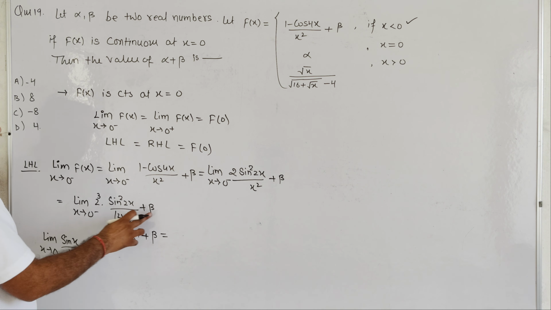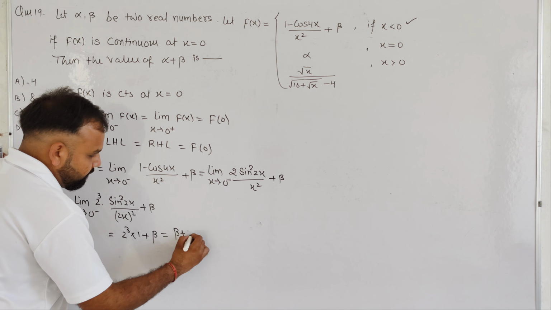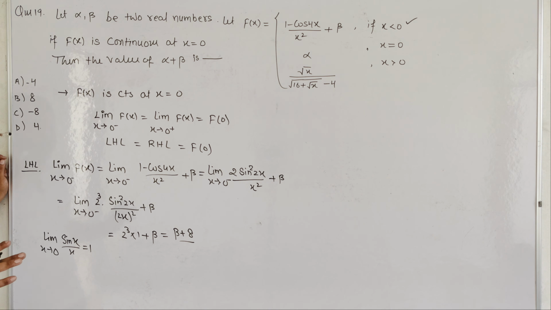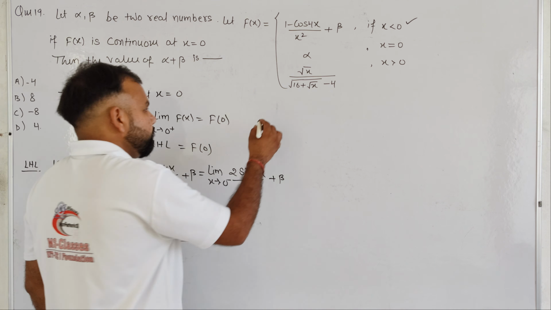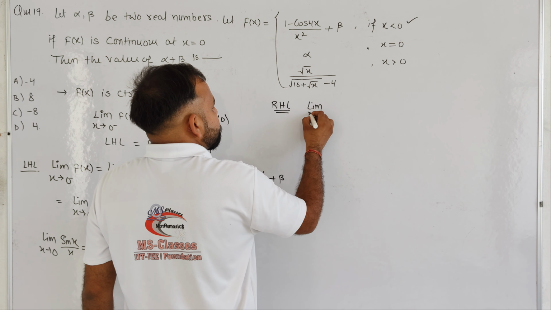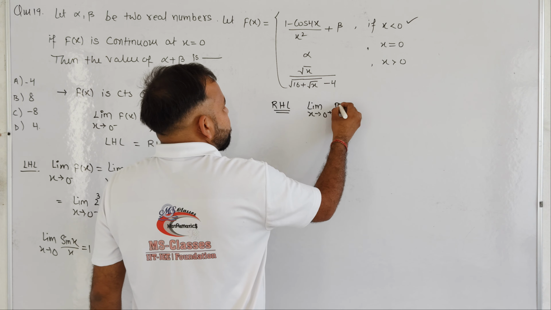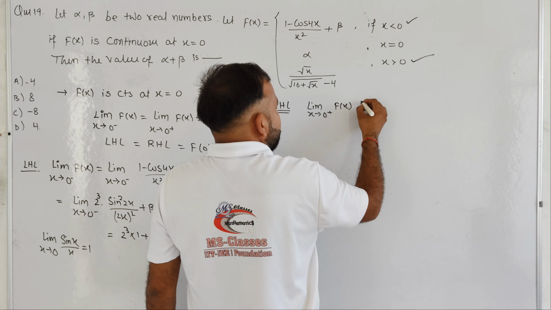If we are applying the limit on a constant, the constant is as it is. Beta plus 2 to the power 3, that is 8. Beta plus 8 is the left hand limit for this function at x equal to 0. In the same way, we are going to calculate the right hand limit, limit x tends to 0 plus of the function. And we know very well at x equal to 0 plus our function is this one.